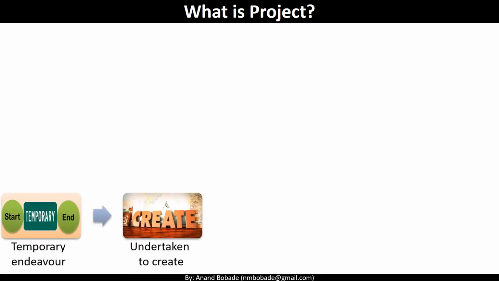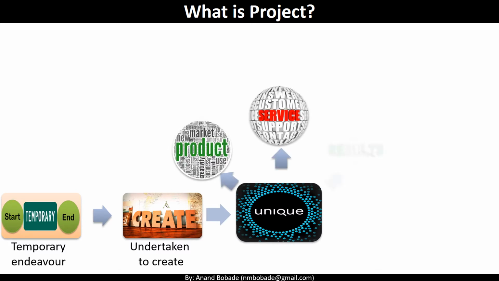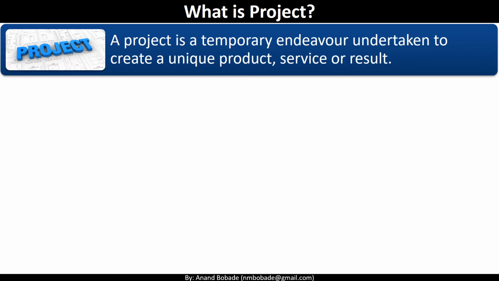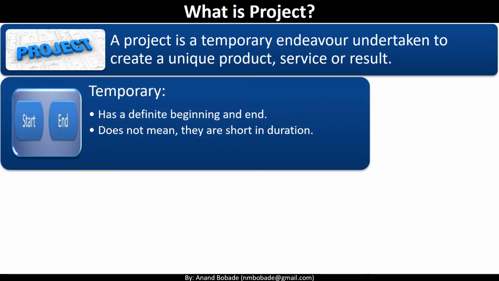There are many definitions of a project. However, let's focus on PMI definition. So as per PMI, a project is a temporary endeavor undertaken to create a unique product, service, or result. Let's try to understand this definition. Project is temporary. It means it has definitive beginning and end. This does not mean they are short in duration. Project will end when work is completed or project will be terminated. But in either case, there is a definitive end date.